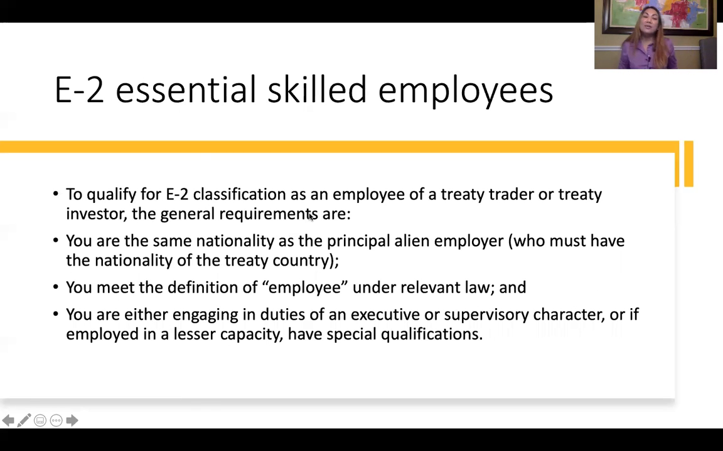All right, so the other good thing about the E-2 visa is that you can get E-2 essential skilled employees to help you in your business. So you can get E-2 workers from your country. Say you're starting a Filipino restaurant and you need skilled workers who know how to cook Filipino food. Okay, so you can get E-2 essential skilled workers for your restaurant business.